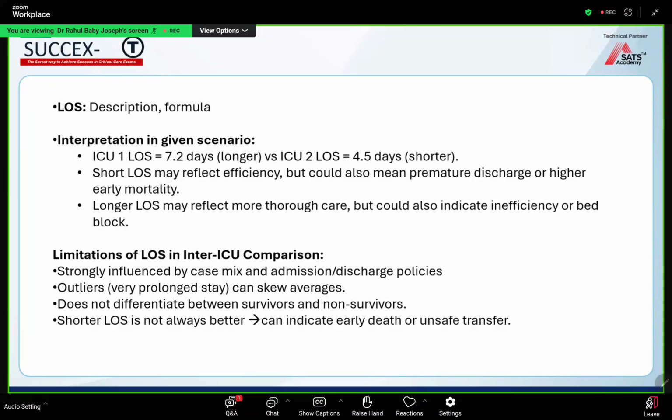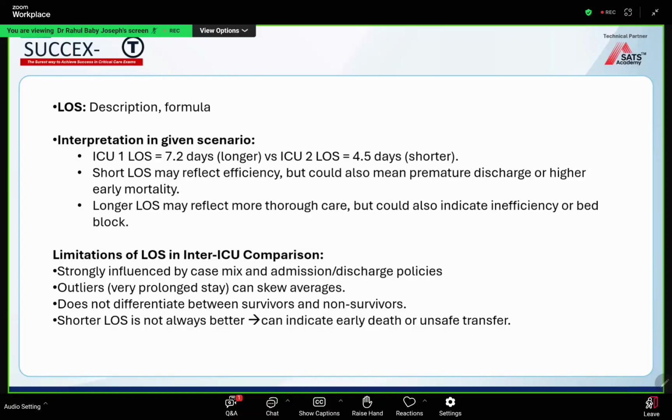When you come to length of stay, describe it and tell the formula. So here in ICU 1, you have 7.2 days, which means one ICU has a longer length of stay. A short ICU stay may reflect efficiency, but could also mean there is a premature discharge, or that the patient has a higher mortality rate in that ICU. A longer ICU stay may reflect more thorough care, but can also indicate inefficiency or bed blocking.